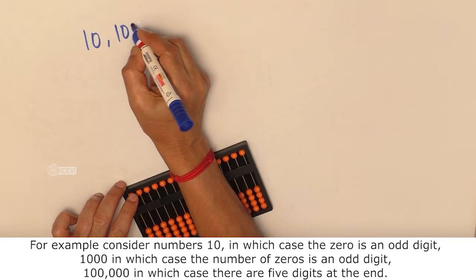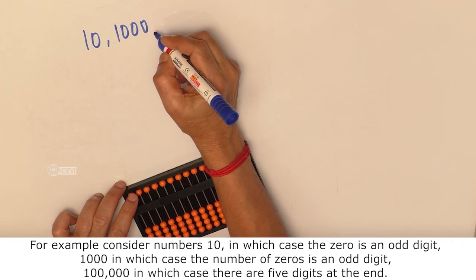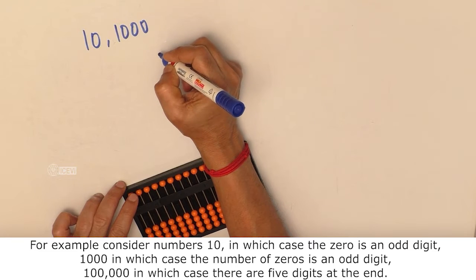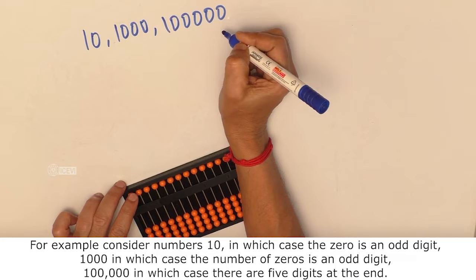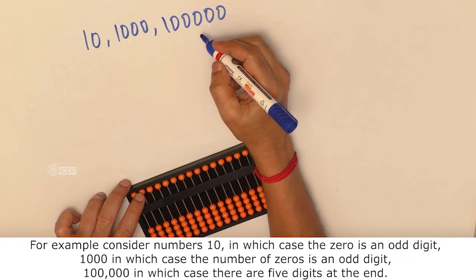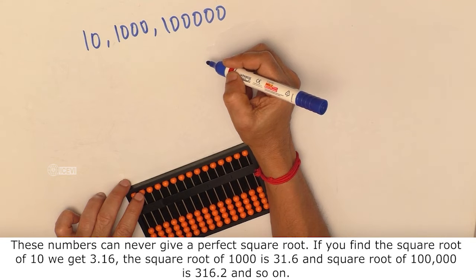1000, in which case the number of zeros is odd, and 100,000, in which case there are 5 zeros at the end. These numbers never give a perfect square root.